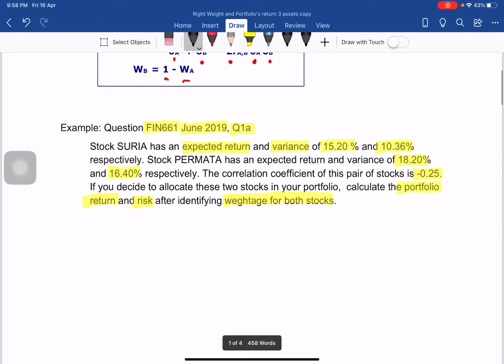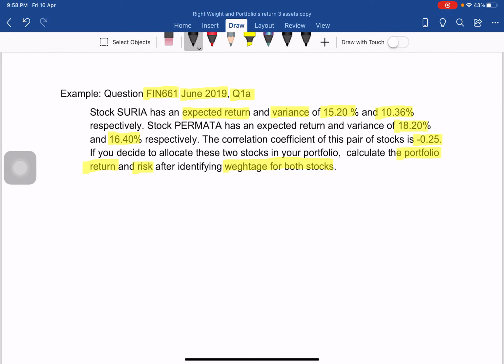Let's do this together. We know that in this question there are Surya and Permata. Surya's expected return, it was given earlier, is 15.2%. Let's make a table so it's easy to see. And then Permata is 18.20%. Also given in the question is the variance. The variance of Surya is 10.36, and the variance for Permata is 16.40.